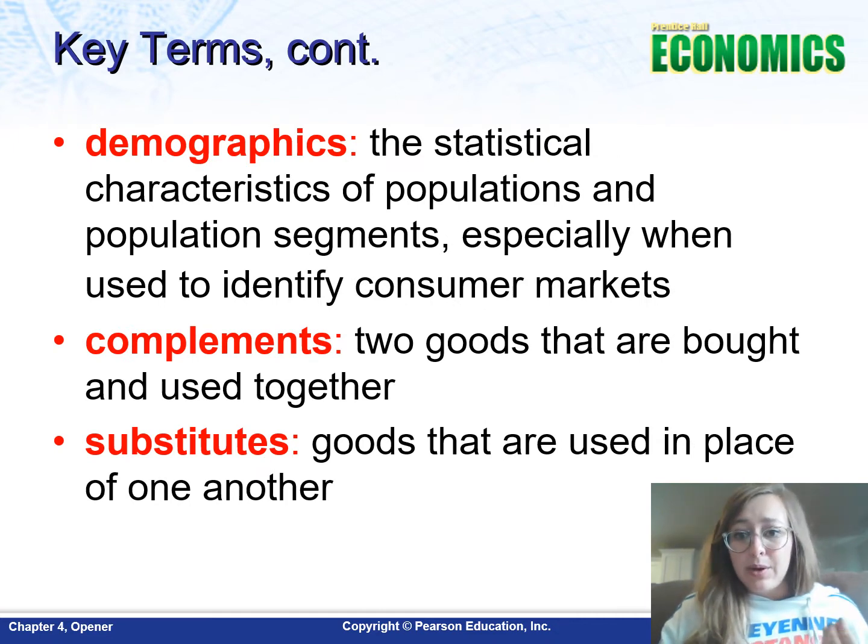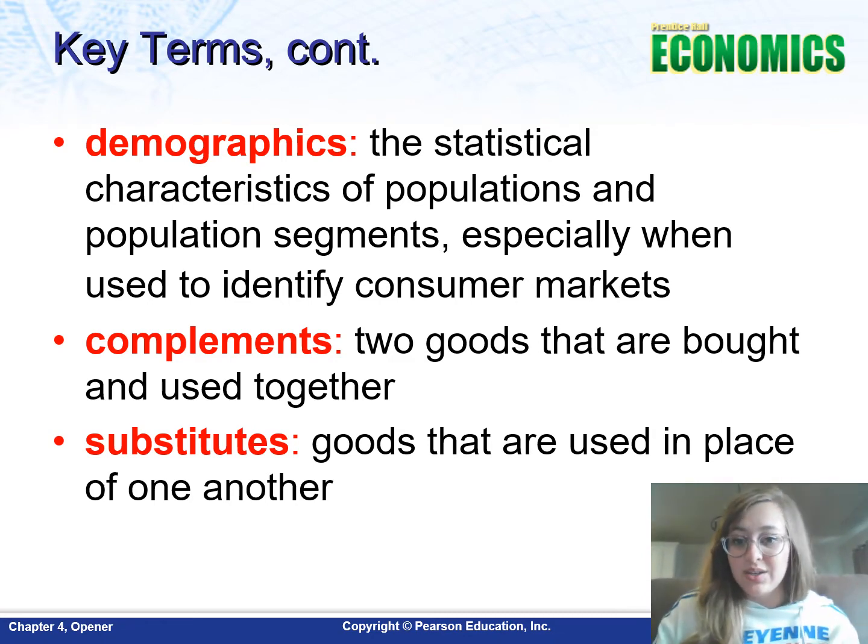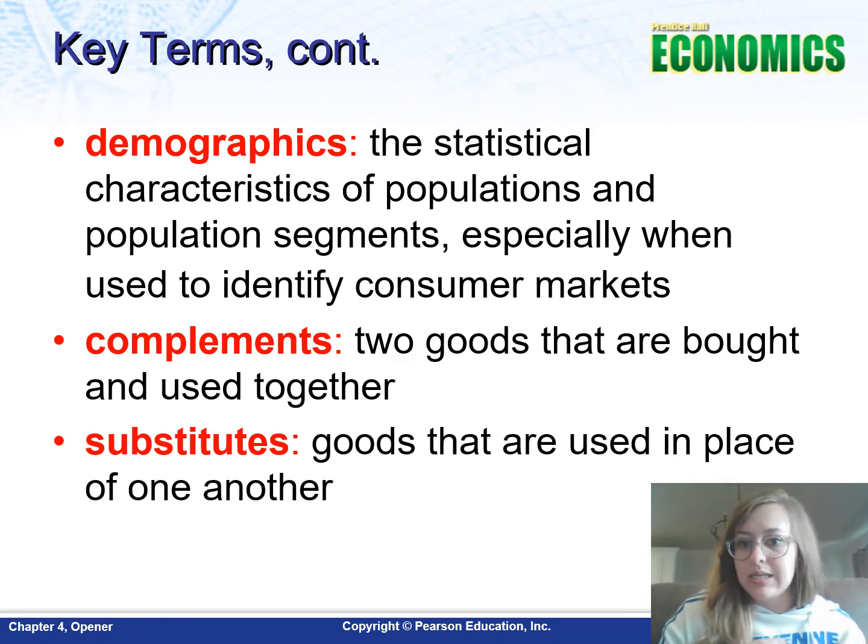We'll talk a little bit about demographics and the role that they play in demand. Those are just the statistical characteristics of a population, and really they're used to identify consumer markets. We'll talk about complements, which are two goods that are bought and used together, so hot dogs and hot dog buns. And we'll also talk about substitutes, so goods that are used in place of one another.